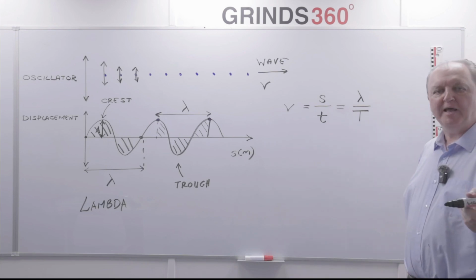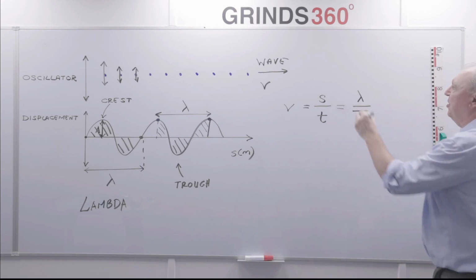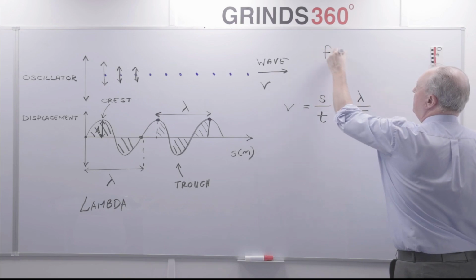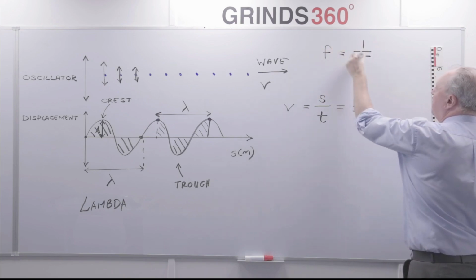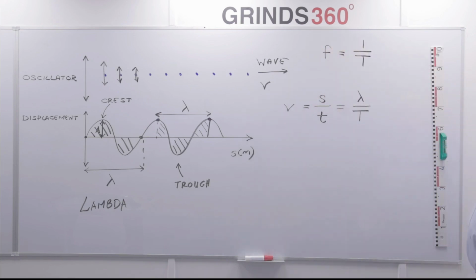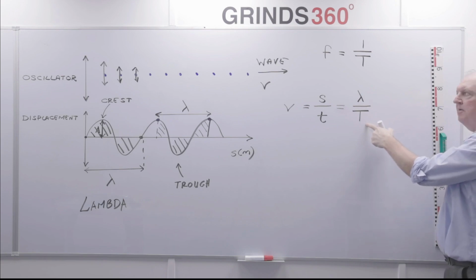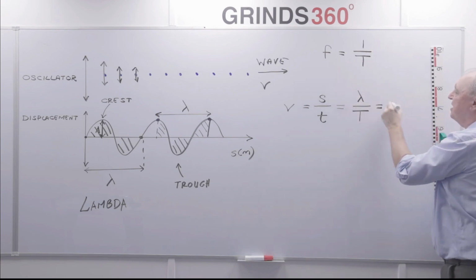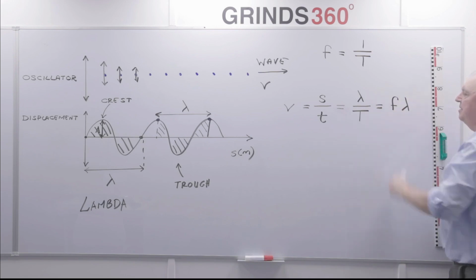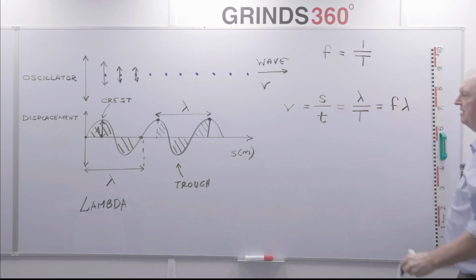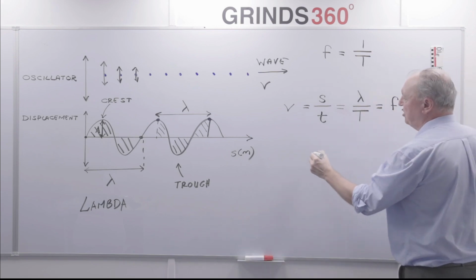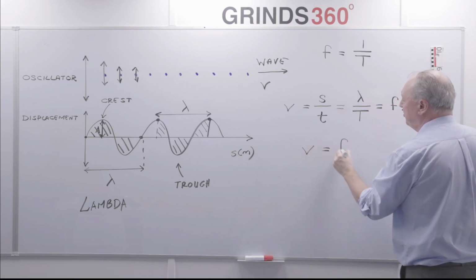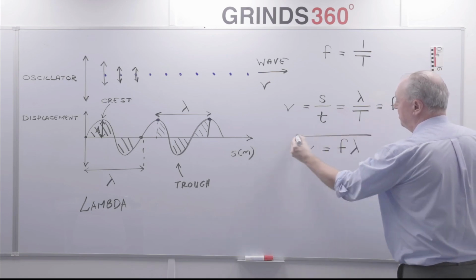Now I'm going to use a formula that we had from before. You know that the frequency F is equal to 1 over the periodic time. You see, I've got 1 over T there. If I replace 1 over T by F, I'm going to get F times lambda. And that there is my wave equation. V is equal to F lambda.